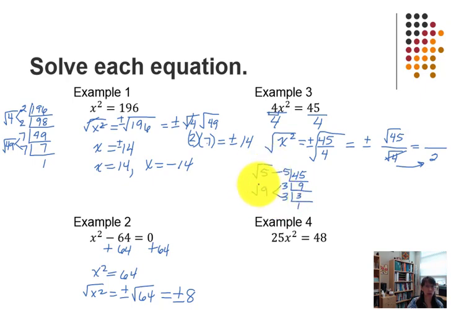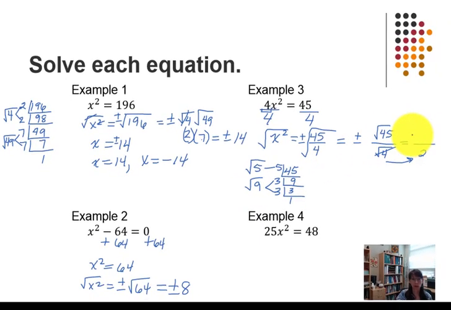So we're looking at the square root of those numbers. So we would have square root 9, square root 5. 9, however, is a perfect square. That's the same as 3 square roots of 5. So the final answer would be plus or minus 3 square roots of 5, all divided by 2.